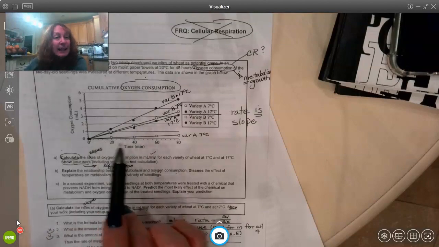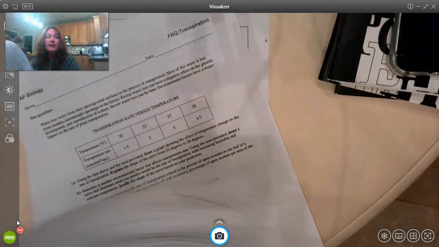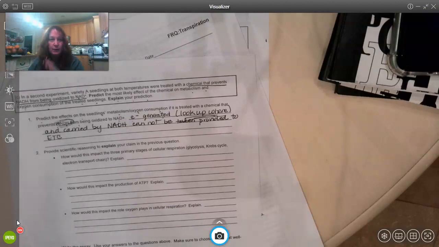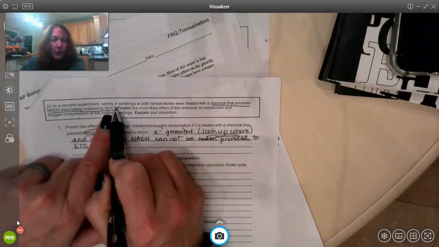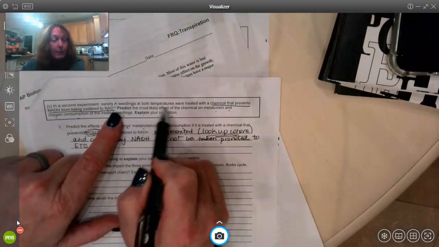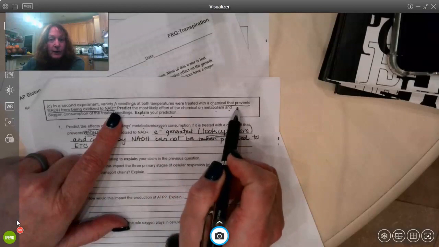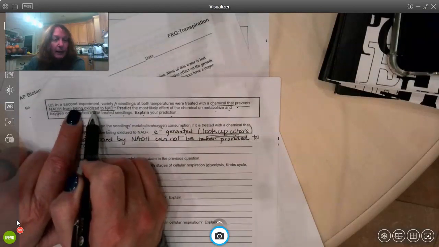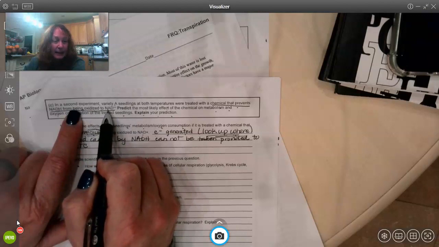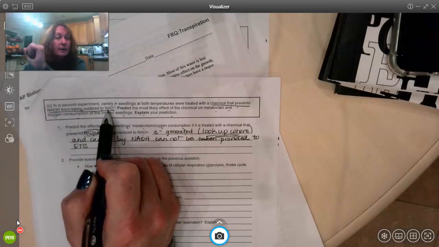Then part C is, let's do something that's different. Like, let's apply this to a different situation. So now we're going to do another experiment. Variety A, both temperatures, we're going to treat them with a chemical that keeps NADH from being oxidized back to NAD. Ooh, no electrons can come off the bus.